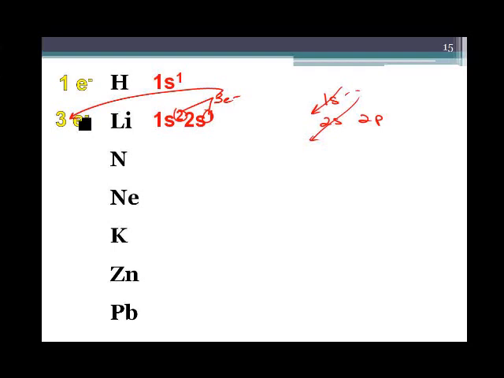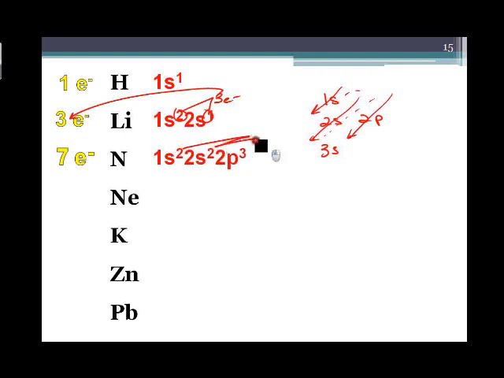Nitrogen has 7 electrons. So we can fit 2 in the 1s sublevel, 2 in the 2s sublevel. So the next thing we need to fill is the 2p sublevel. So 1s2, 2s2, 2p3. This gives us a total of 7 electrons.